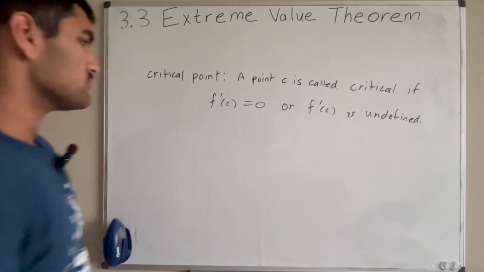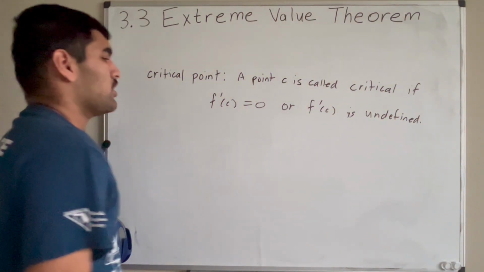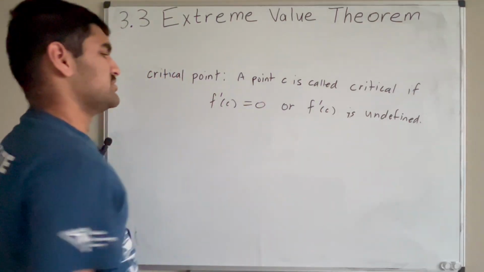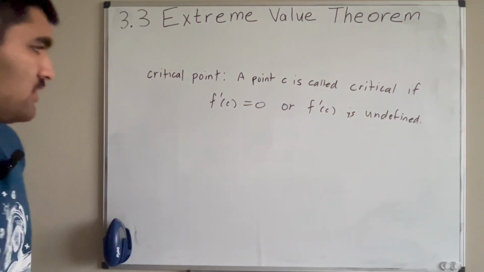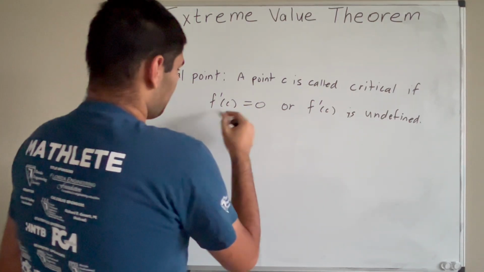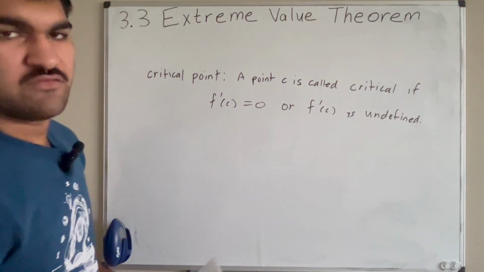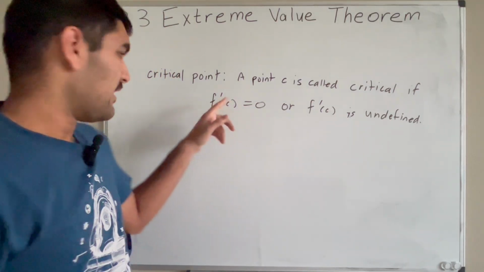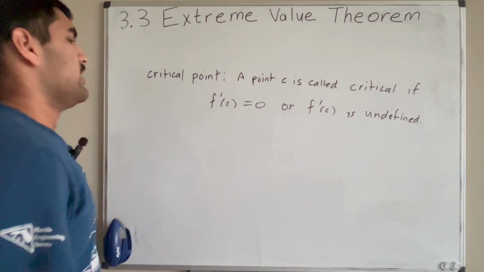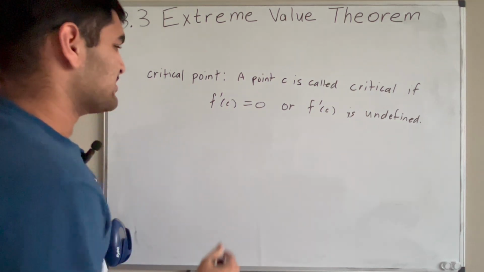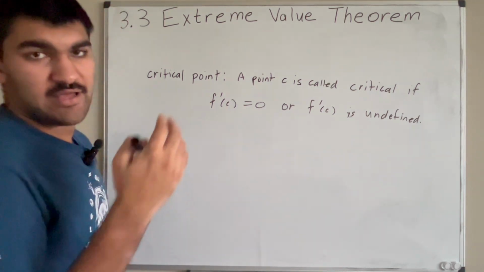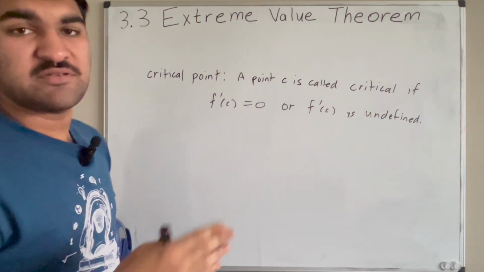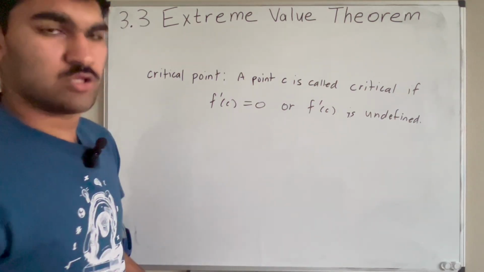So f prime of c equals 0. What does that mean graphically? If you remember the definition of the derivative, it's the slope of the tangent line at x equals c. So if f prime of c is equal to 0, that means the slope of the tangent line at c is 0, which means it's a horizontal line. A horizontal line has slope 0.